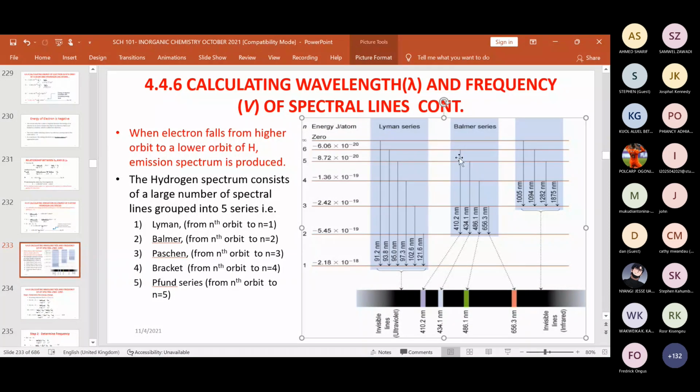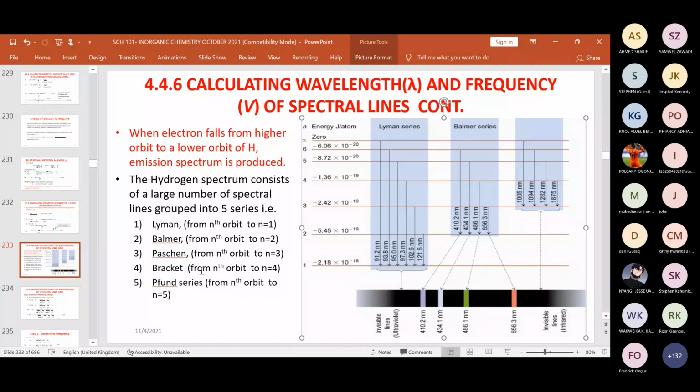I continue with the second transition series. You can also have a transition where the electron is moving from higher energy to energy level 2. This is called the Balmer series. For example, it can be moving from 3 to 2, or 4 to 2, or 5 to 2, or 6 to 2. You see these wavelengths are also different from the ones we saw in the Lyman series.